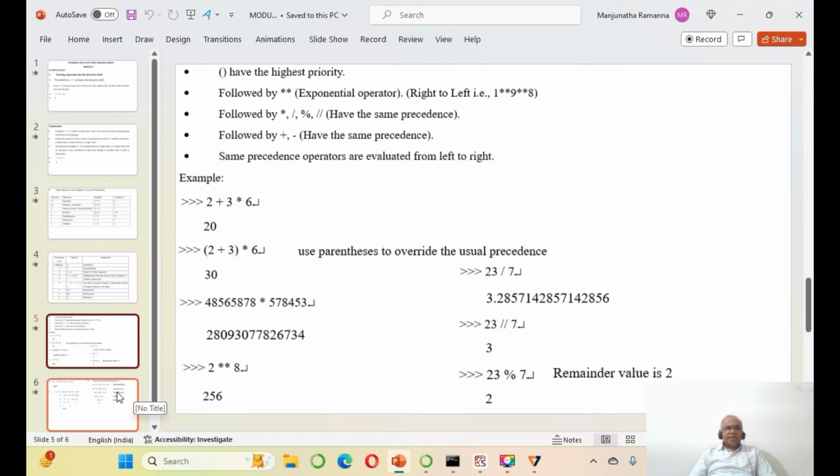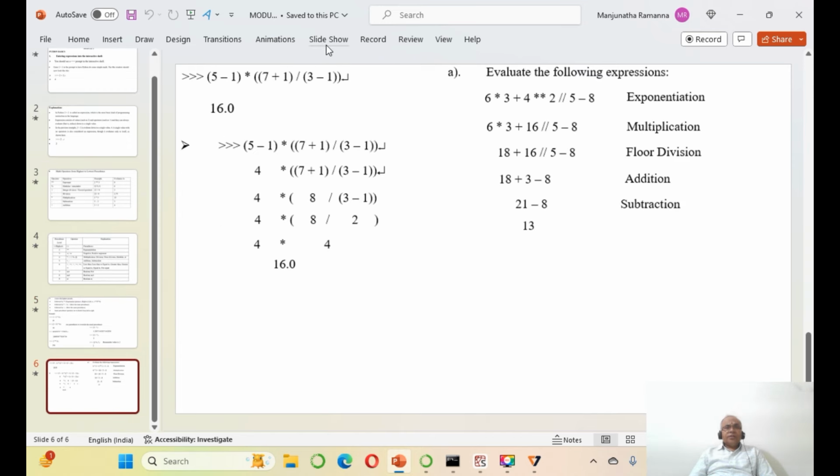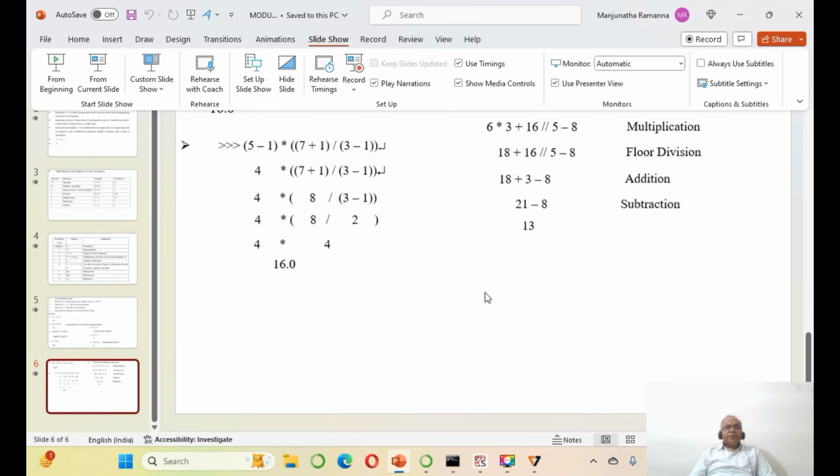Now when you are coming to the next one, here, if you are using this, 5 minus 1 star, open these two parenthesis brackets, then 7 plus 1 divided by 3 minus 1 and close the parenthesis. So here there are two operators. One is the parenthesis and the other one is star.